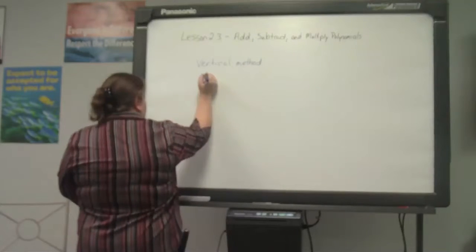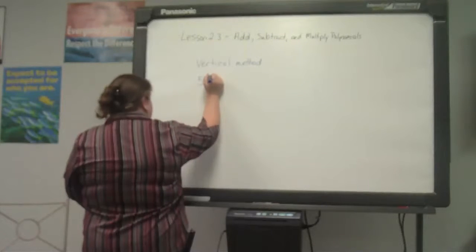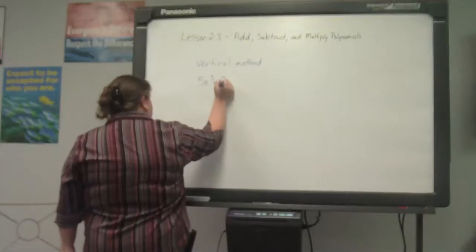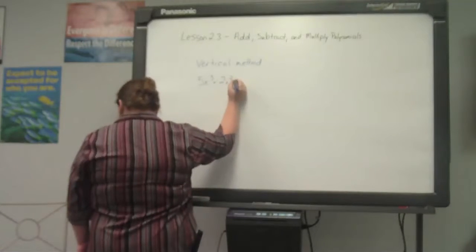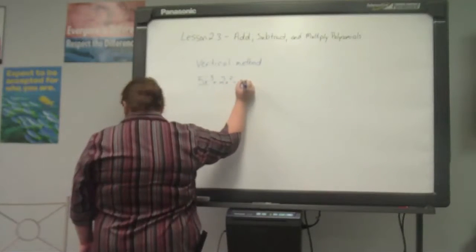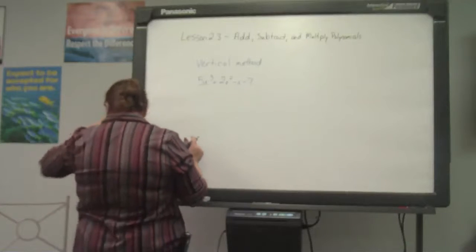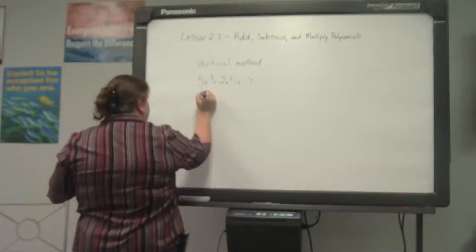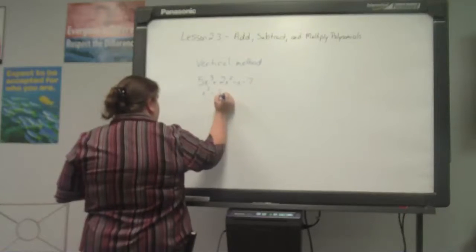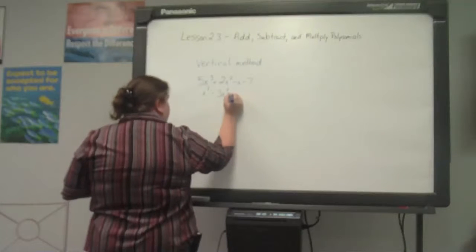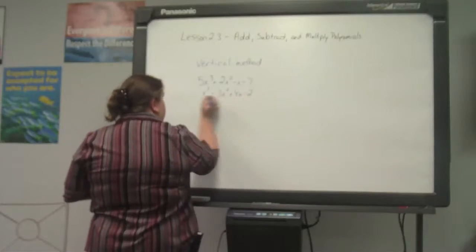and the equation is 5x cubed plus 2x squared minus x minus 7. That is the first equation. The second equation is x cubed minus 3x squared plus 4x minus 2.